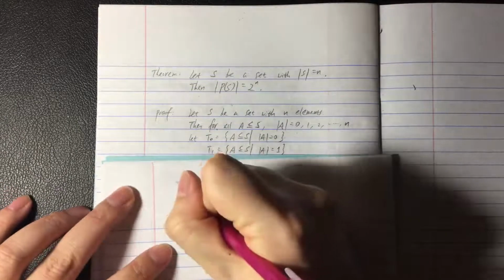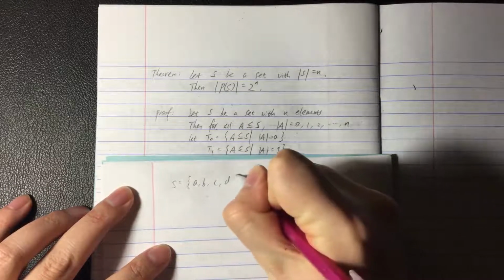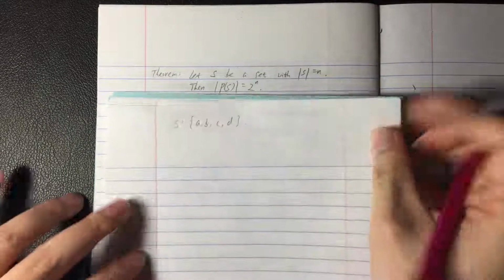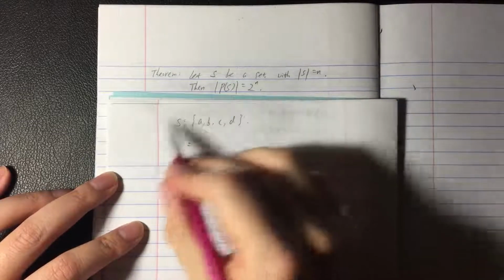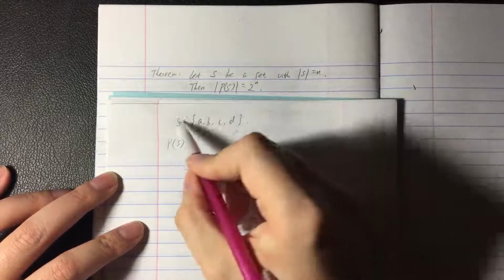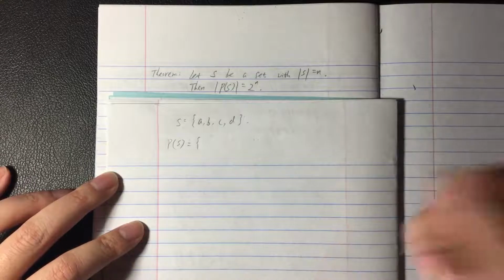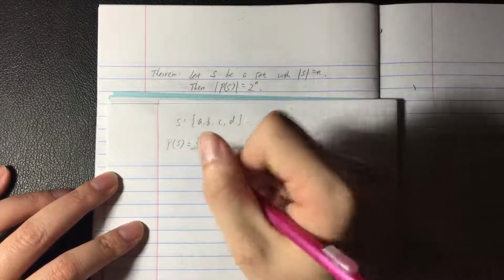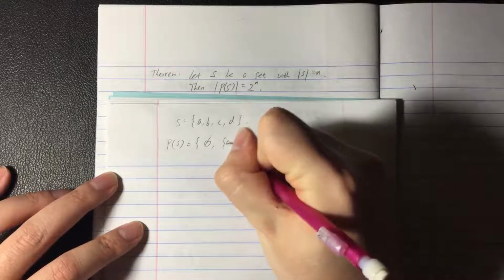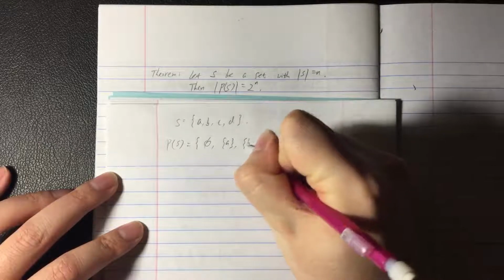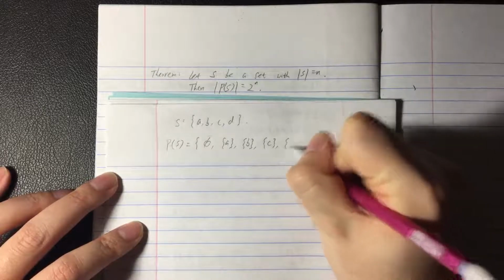For example, let S be a set of 4 elements, A, B, C, D. Let's first of all write down the power set of S. The power set of S contains all subsets of S. Since S has 4 elements, a subset of S may have 0 elements, 1 element, 2 elements, 3 elements, at most 4 elements. The set of 0 elements is the empty set. The sets of 1 element are the set of A, the set of B, the set of C, the set of D.